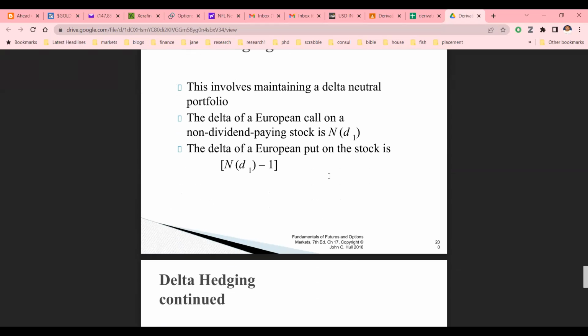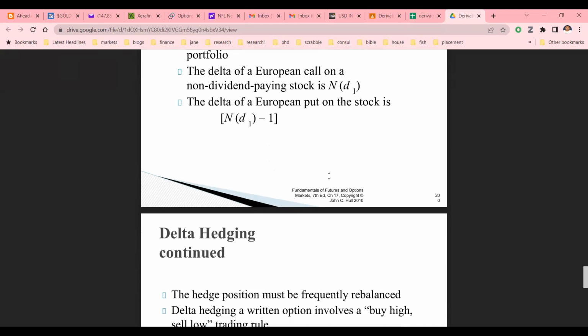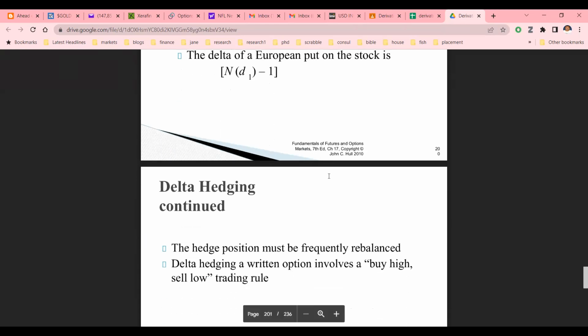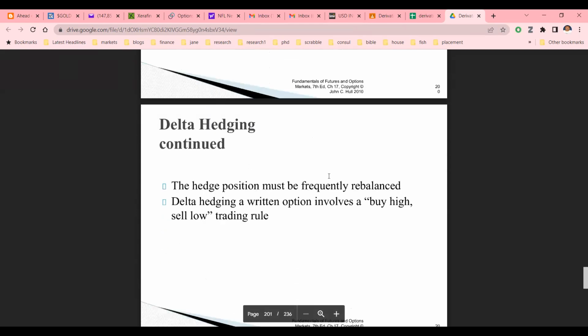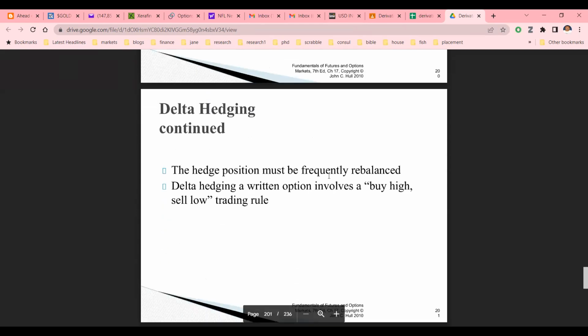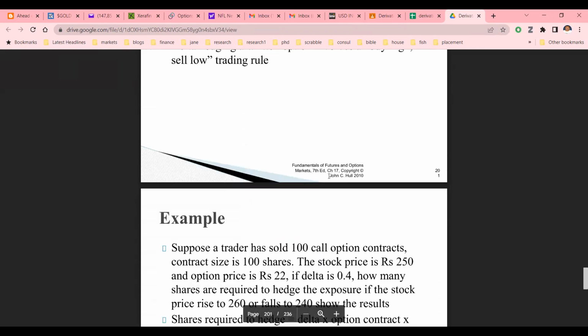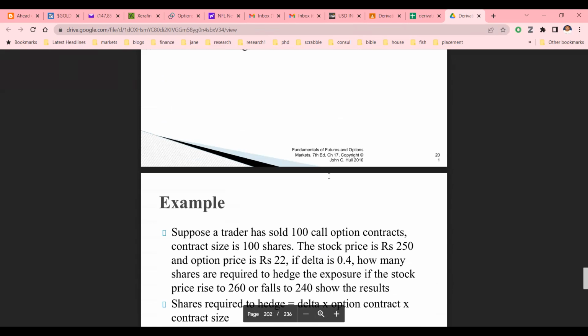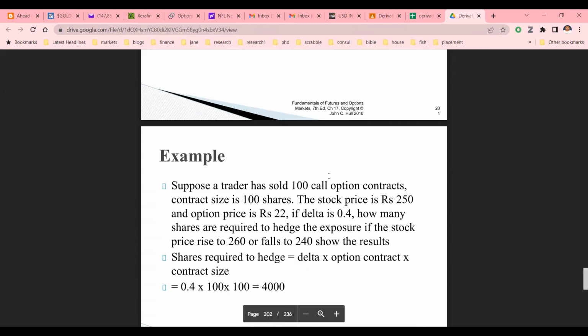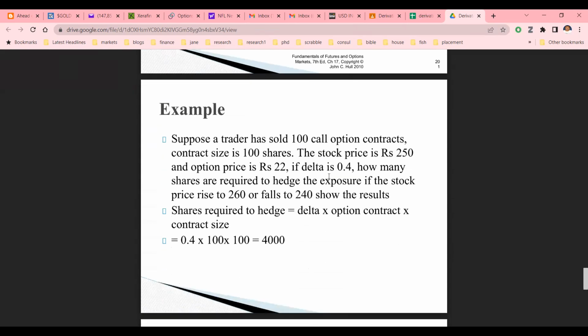Sometimes traders do delta hedging. They will always want the delta to be neutral. So buy high delta, sell low delta, and balance your book. So how can you do delta hedging? Have a look at this.